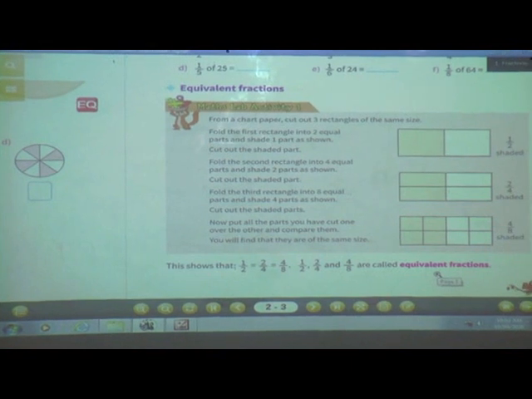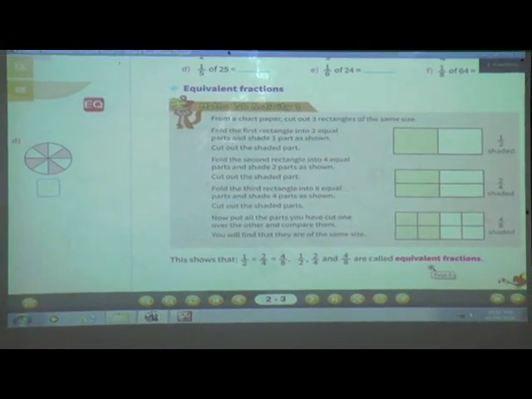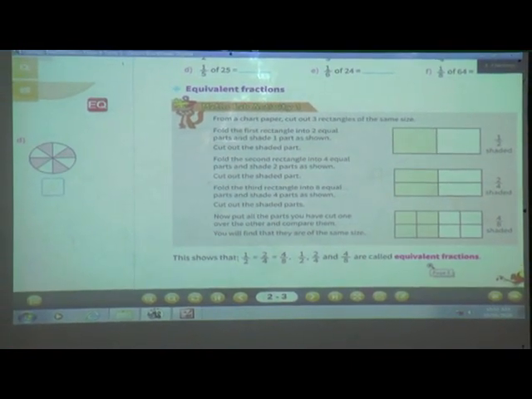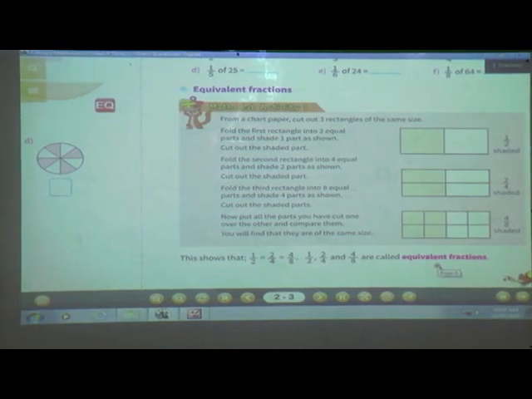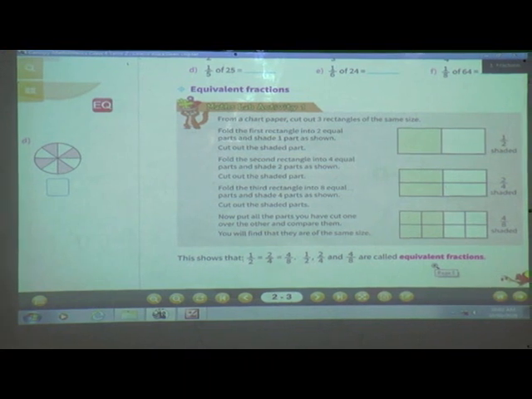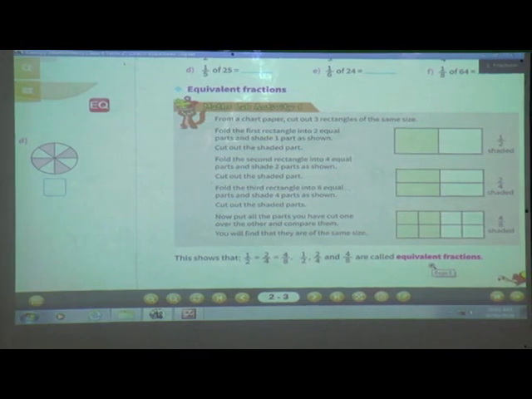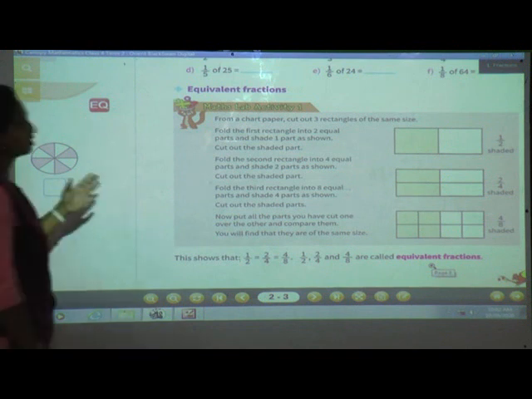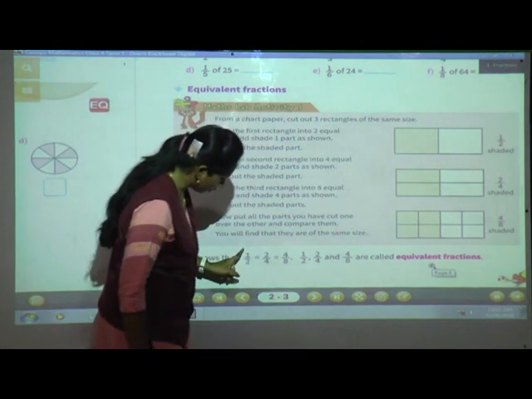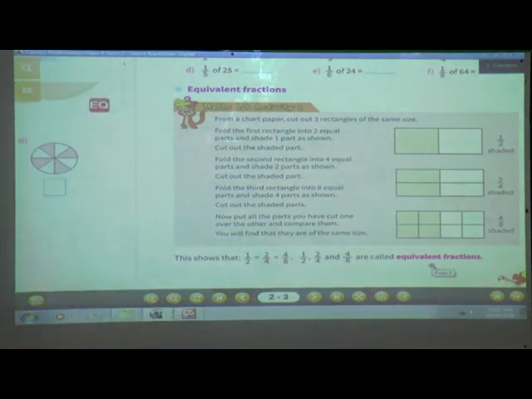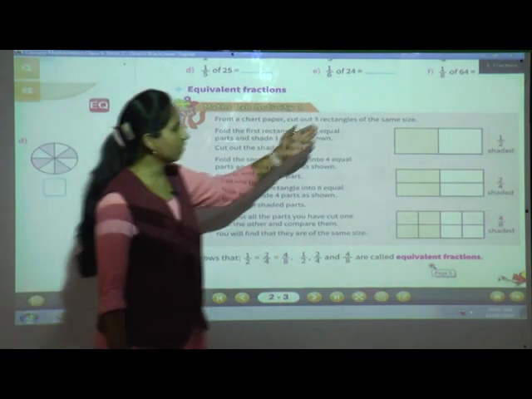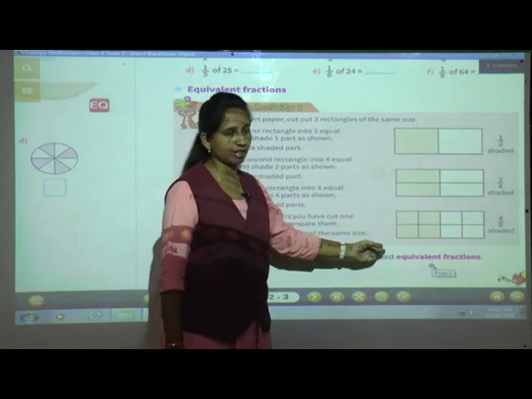Equivalent fractions are fractions that have the same value but different numerators and denominators. See what I am saying? Equivalent fractions are fractions that have the same value but the numerator and denominators are different. Okay, see how I'll explain you once again. We will revise. See, we have done these things with the activity.